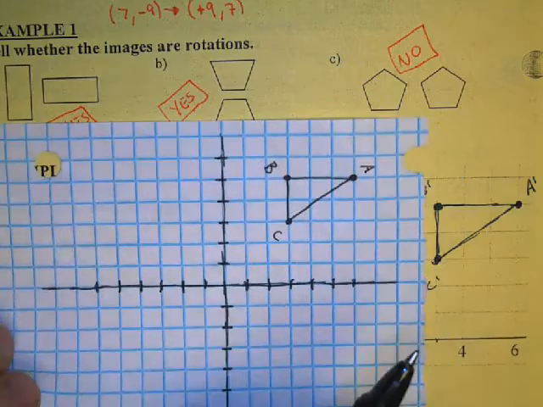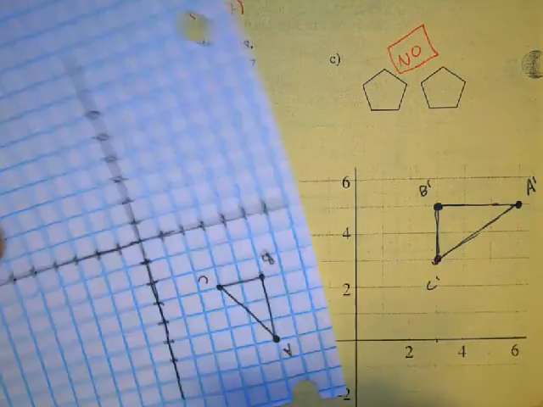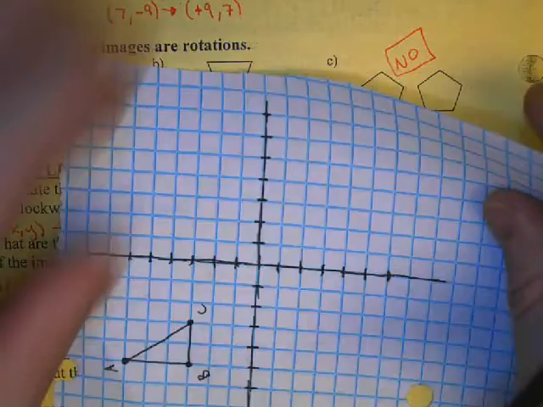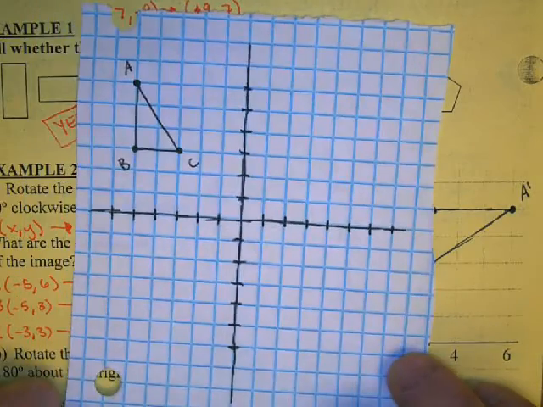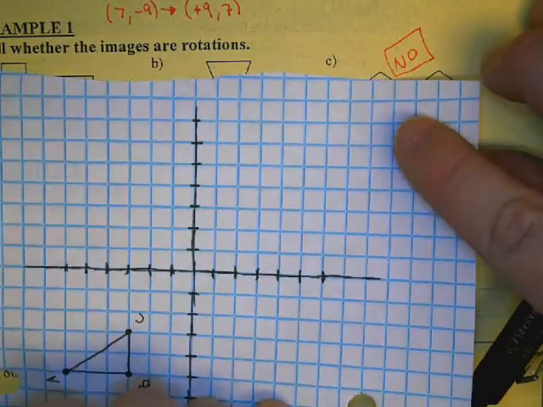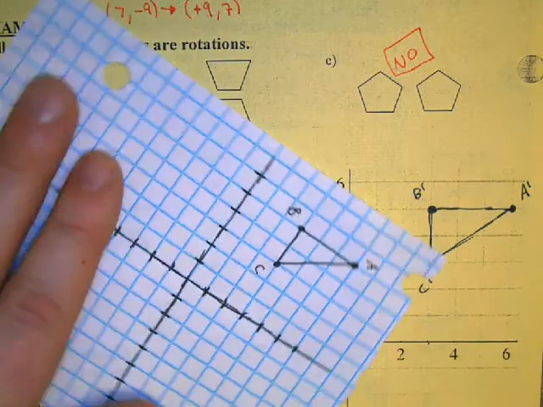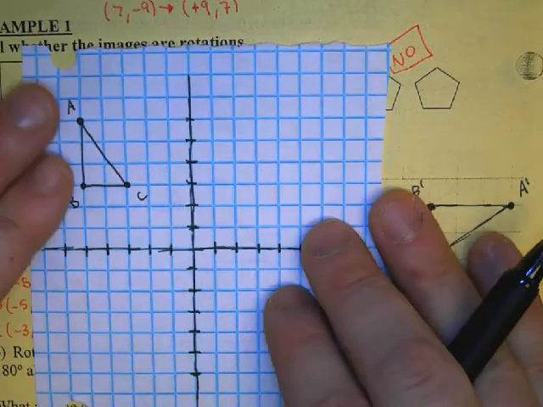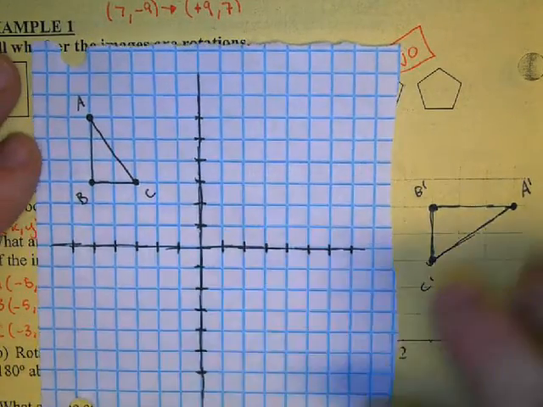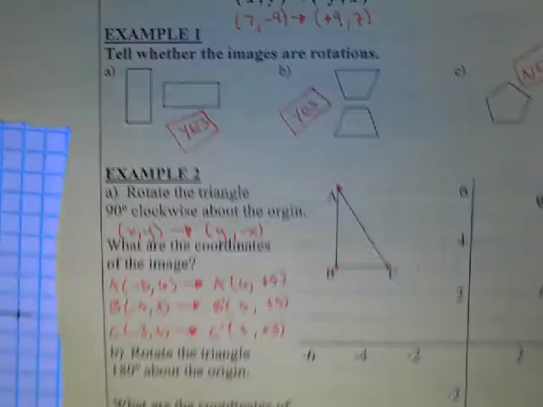So you can just take the image that you've drawn and spin it however you need to spin it. So this would be clockwise 90, clockwise 180, clockwise 270, and then we're back to where we started. Or you go counterclockwise 90, counterclockwise 180, counterclockwise 270, and then one more time back to where we started. By spinning it, I can see where the new image will be located.